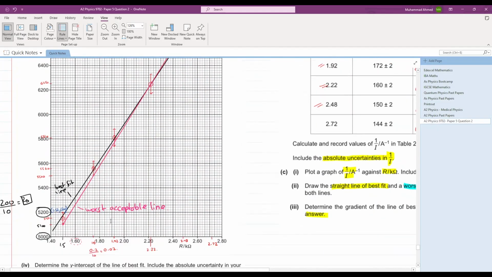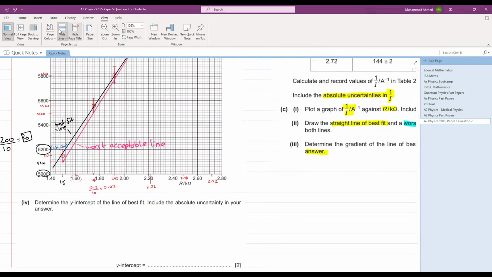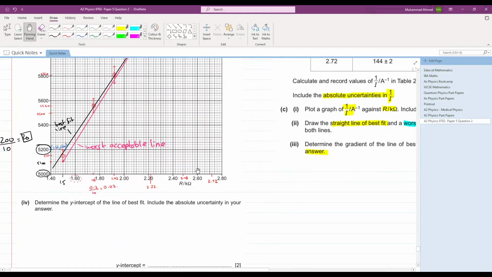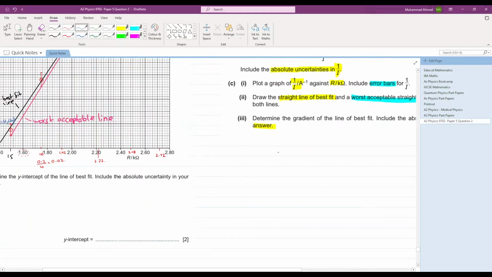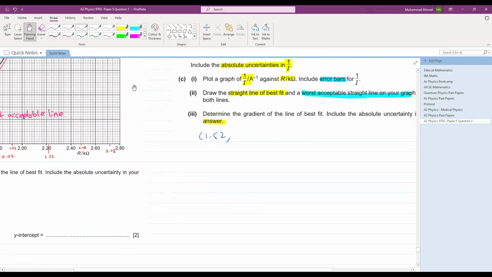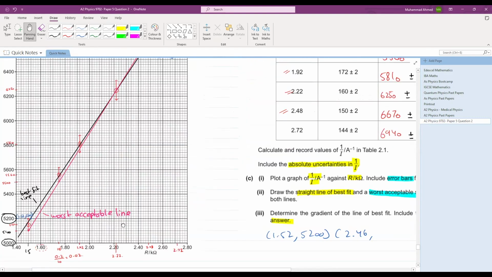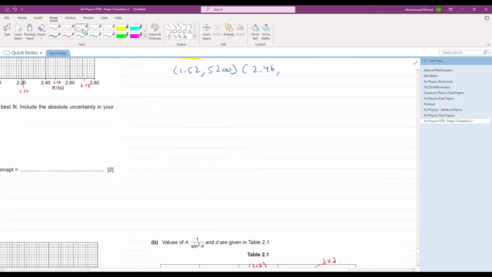I think I marked the points correctly. Yeah, let's write down the points here. Your points are 1.52 comma 5200, and the next point is 2.46 comma 6600. Perfect. 2.46, 6600. Can you calculate the gradient here of the best fit line?